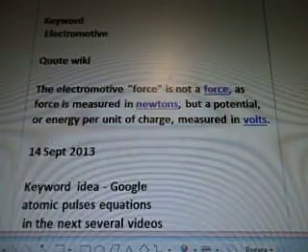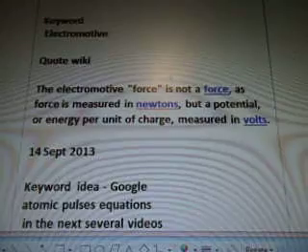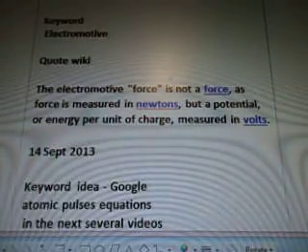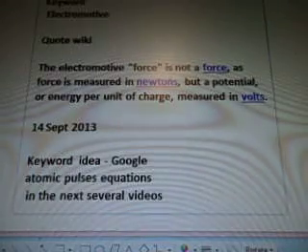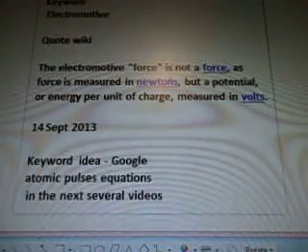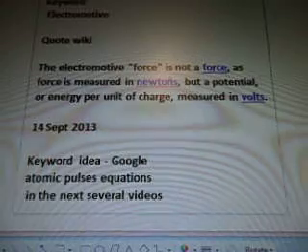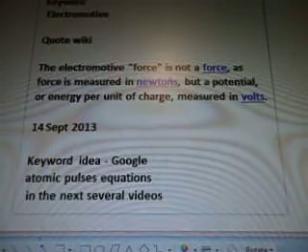Keyword electromotive. I'm sorry, I should have divided this up. I didn't realize it was 7 minutes. It's almost 8 minutes long here. Keyword electromotive. Quotes in Wiki. The electromotive force is not a force, as force is measured in newtons, but a potential or energy per unit of charge measured in volts.